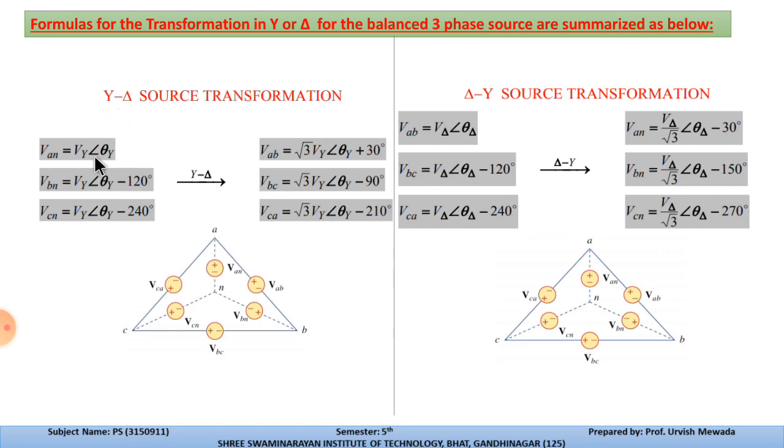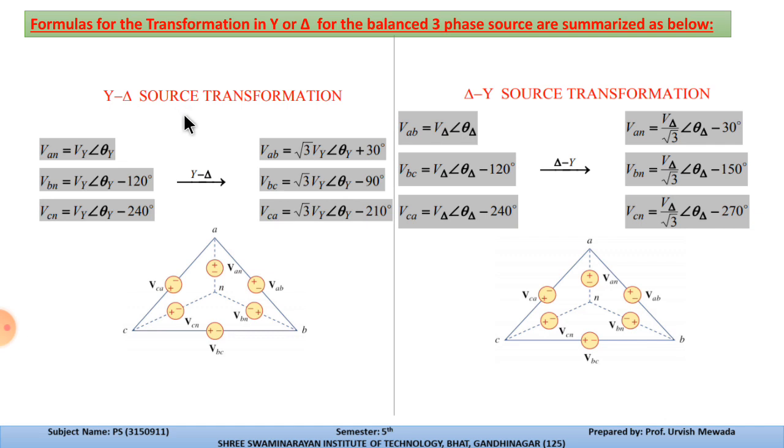This is the source transformation. As we know, the first phase is taken as a reference, so it is Vy, meaning the star voltage at angle theta y, with a 120-degree phase shift between each of the phases. Then star to delta: suppose we convert VAN into VAB, so this phase voltage will be converted into the line voltage. For the delta connection, line voltage is equal to root 3 times the phase voltage, so root 3 into Vy, but at 30 degrees. Similarly, if we calculate VAB, VBC and VCA, then VBC is at minus 90 degrees and VCA is at minus 210 degrees. This is how we can use these equations to transform star to delta.